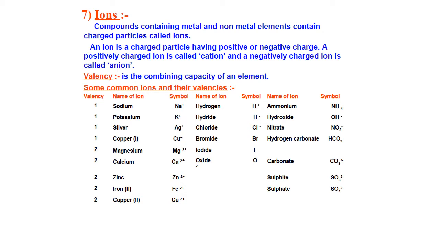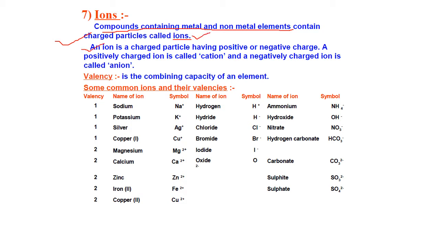So first of all, what is an ion? The compounds containing a metal or a non-metal element contain charged particles called ions. As we studied about the compounds, they can be formed of the metals as well as the non-metal elements. All those contain the charged particles, and that is called the ions.